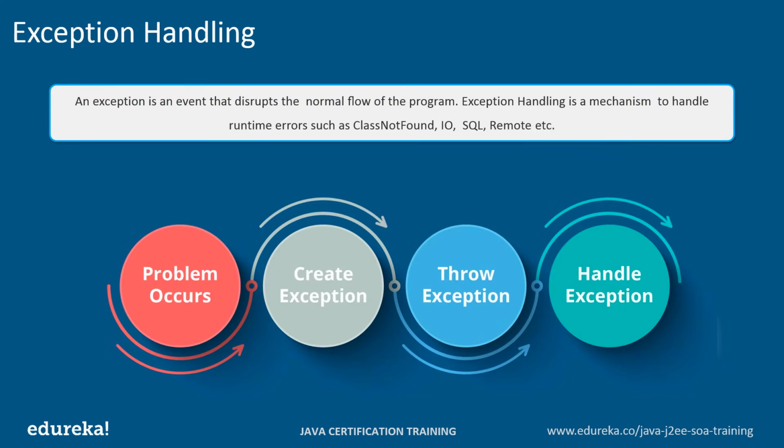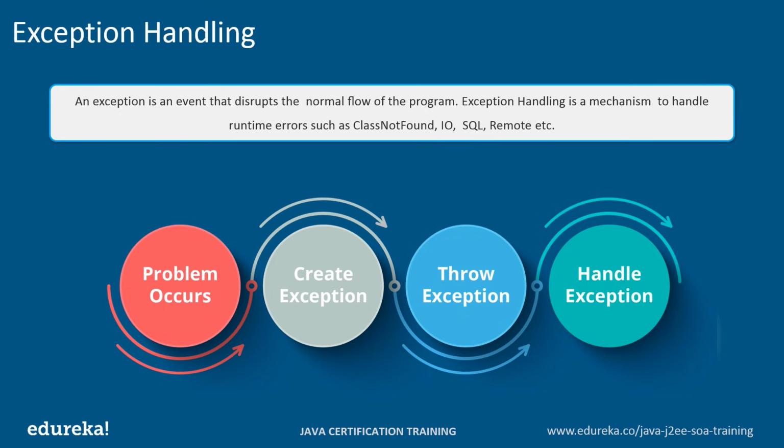Exception is a problem that arises during the execution of a program. It can occur for many different reasons. Say a user has entered an invalid data, or a file that needs to be opened cannot be found, or you can also say that a network connection that has been lost in the middle of communications, or the JVM has run out of memory, many such cases.